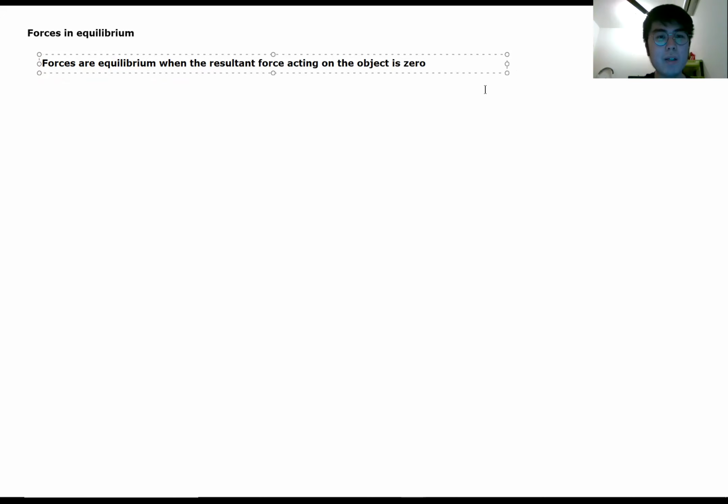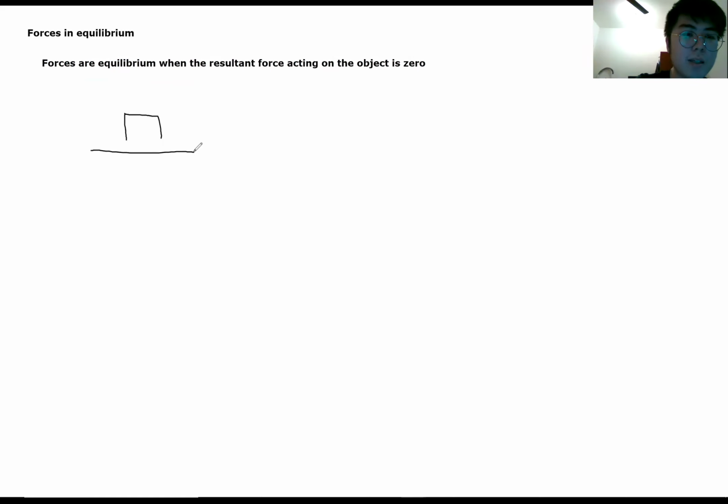Okay, so when the resultant force acting on any object is 0, we say that the object is in equilibrium. Or you can say the forces are in equilibrium, meaning that they balance, right? So the scenario can be as simple as a box resting on the surface.